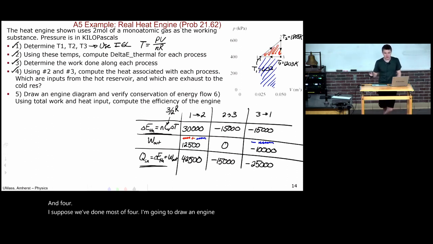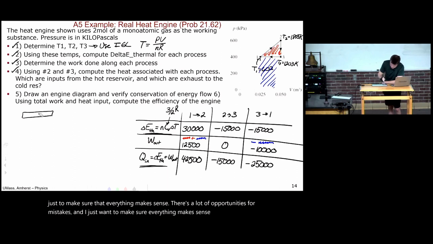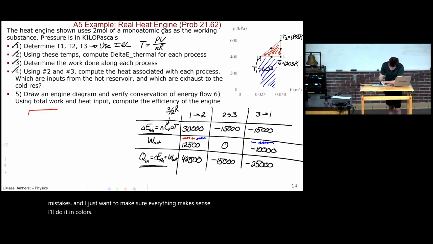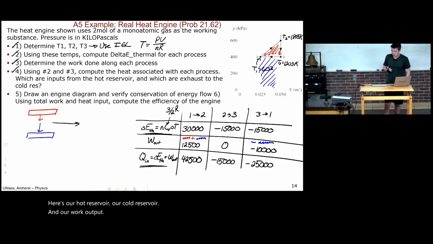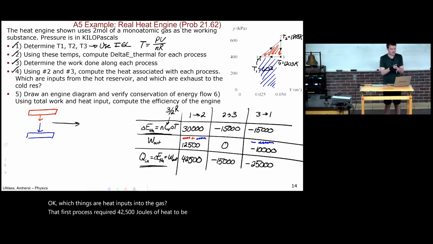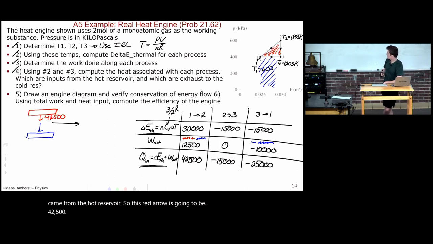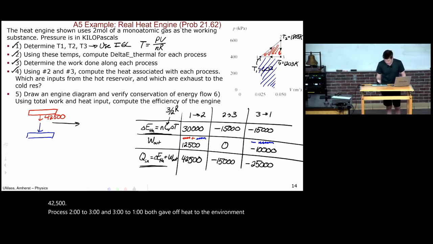I'm going to draw an engine diagram now just to make sure that everything makes sense. There's a lot of opportunities for mistakes, and I just want to make sure everything makes sense. I'll do it in colors. Here's our hot reservoir, our cold reservoir, and our work output. Okay, which things are heat inputs into the gas? That first process required 42,500 joules of heat to be injected into the gas. That came from the hot reservoir. So this red arrow is going to be 42,500. Process 2 to 3 and 3 to 1 both gave off heat to the environment as exhaust. And totaled up, they exhausted 40,000 joules of heat.